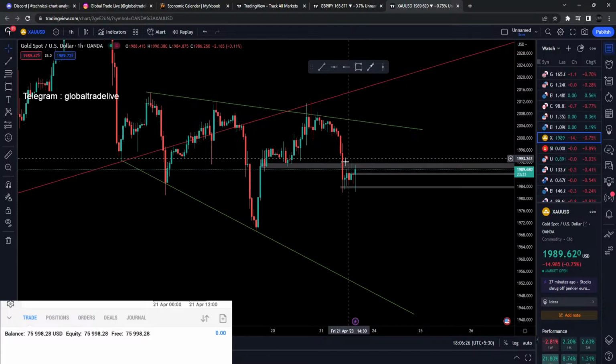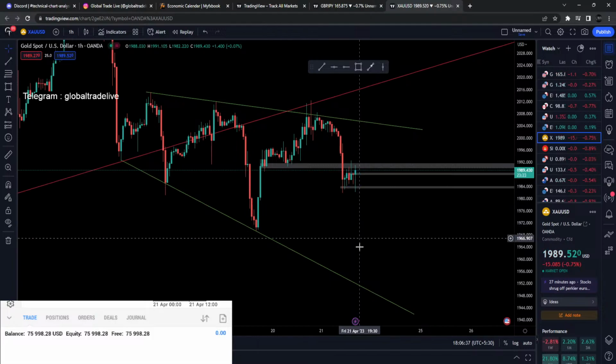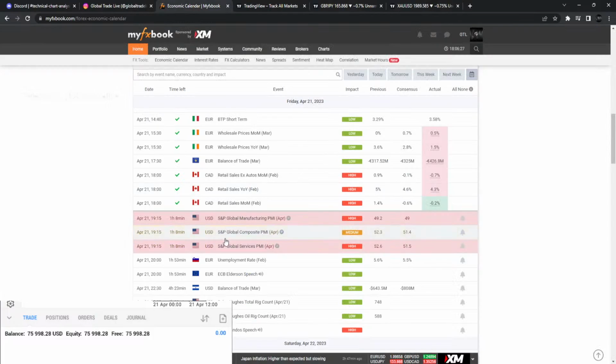So it will trap traders by showing them that it will be going up. Maybe it will go up, but for me it should be going down, and there should be a strong sell move coming in. If there is any news, let's have a look. Maybe news will be that support zone which will take gold down. So S&P global services is coming up, nothing else.